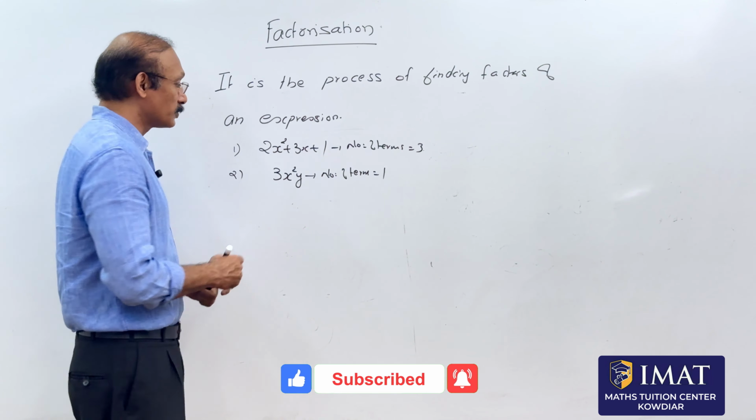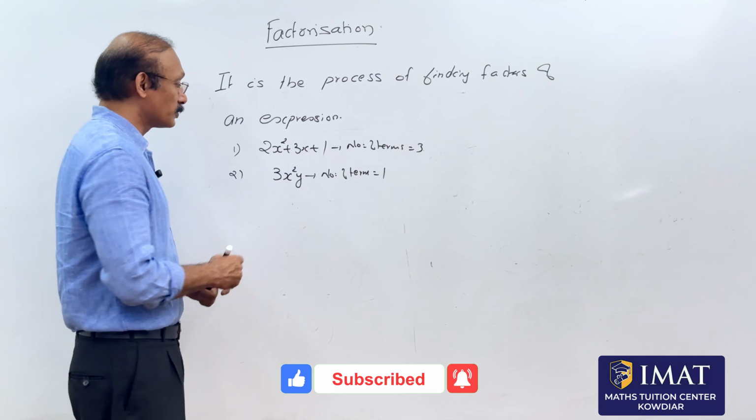Now, see this particular answer. It is x square into 1 plus 3y. This expression has been reduced to one term, which means we have factorized this expression. So what is factorization? It is the process of reducing an algebraic expression to one term. I'll take another example.